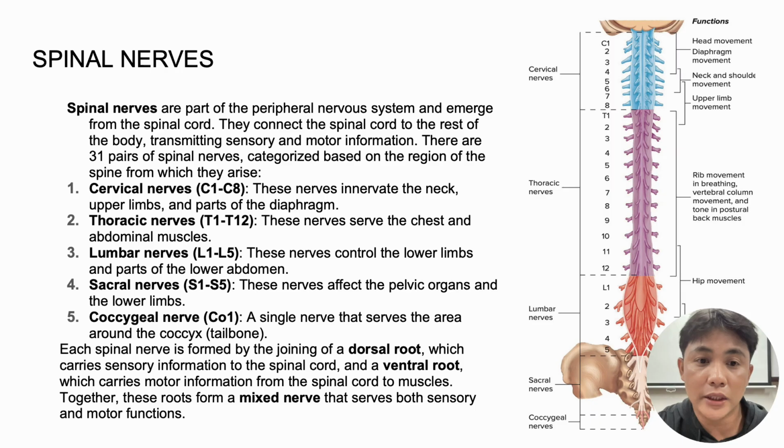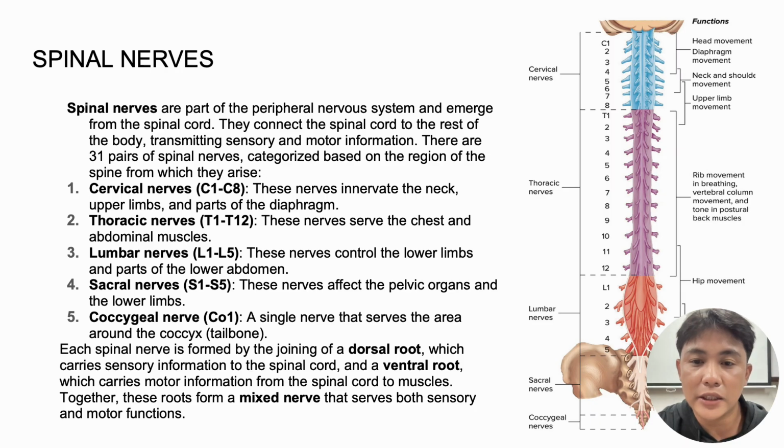Why does this matter clinically? Understanding the spinal nerves helps explain why injury at different spinal levels causes different problems. For example, damage to cervical nerves may affect arm movement or breathing. Damage to thoracic nerves may affect trunk control. Damage to lumbar or sacral nerves may cause difficulty walking, numbness in the leg, or bladder problems.